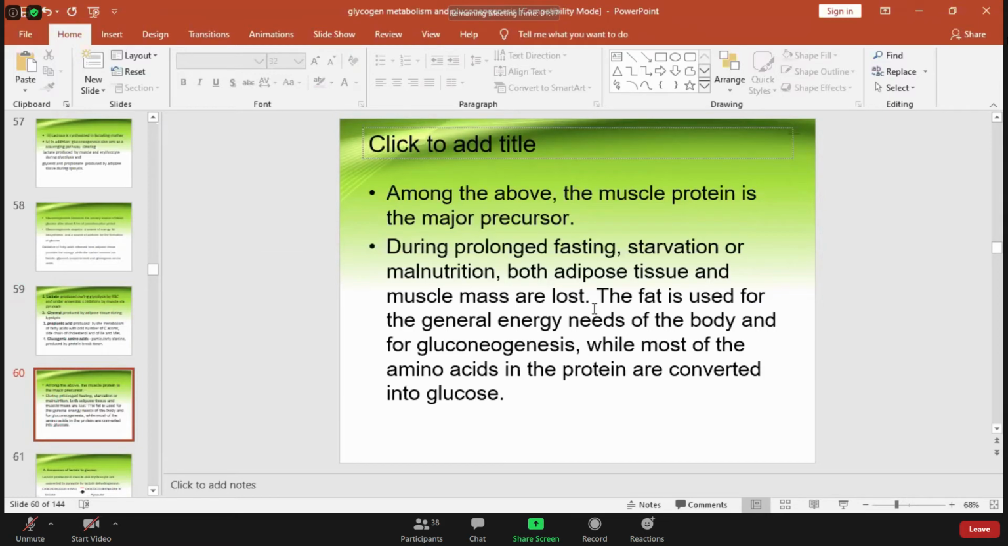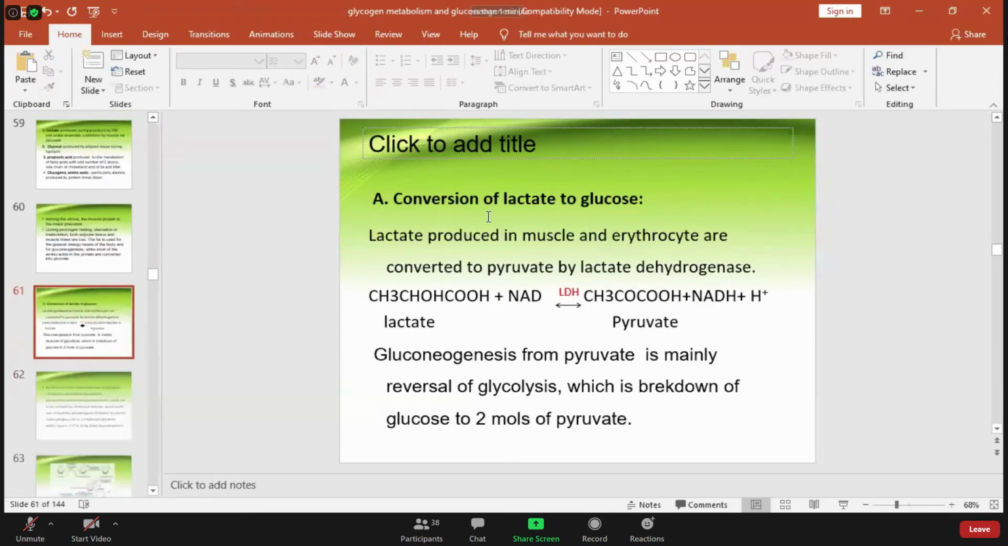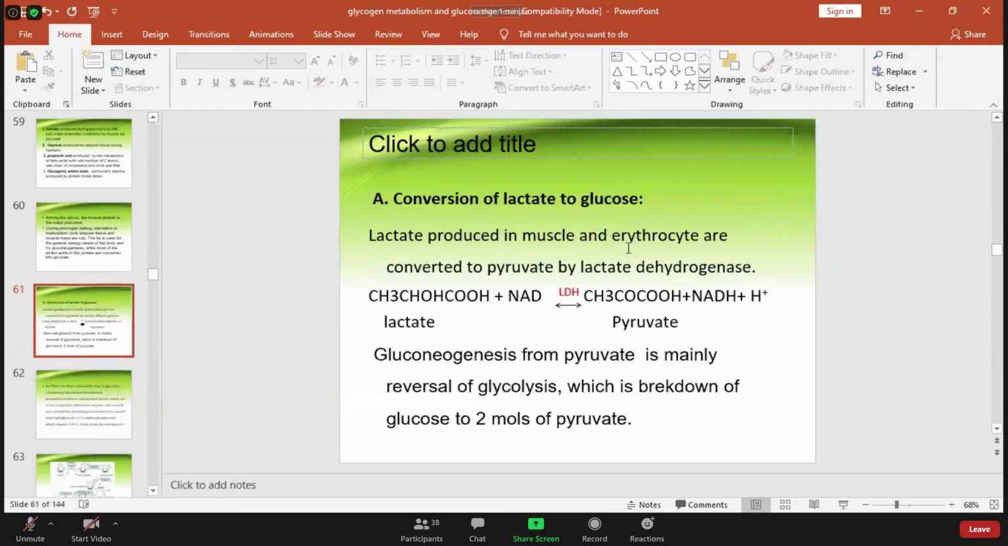Both the meltdown, they are hydrolyzed, then catabolized. So, the fat is used for the general energy needs of the body and also for gluconeogenesis, while most of the amino acids in the protein are converted into glucose. So, only a small amount of energy will be provided by these amino acids, and they are mainly utilized for gluconeogenesis. Now let us see how each of these substrates is converted to glucose.